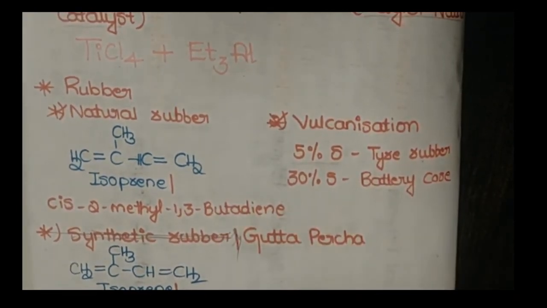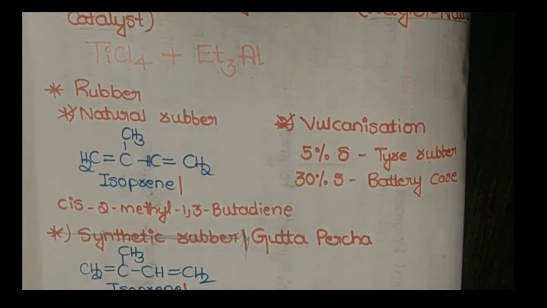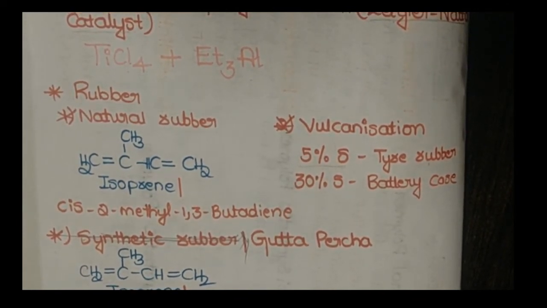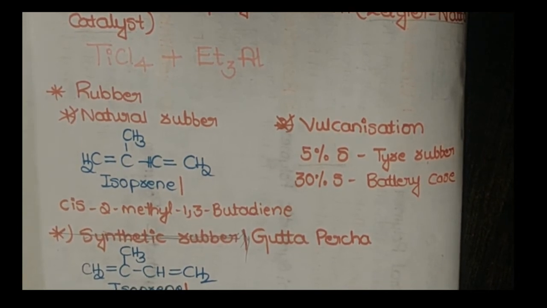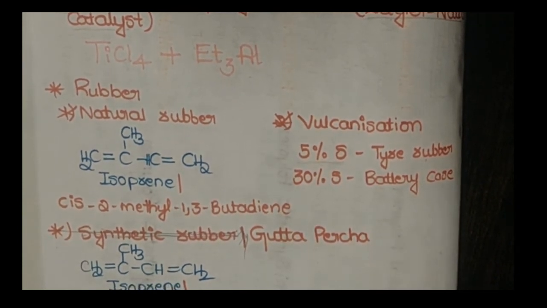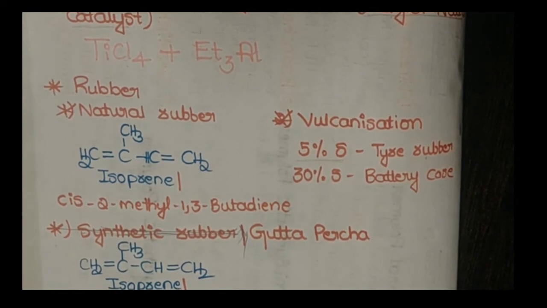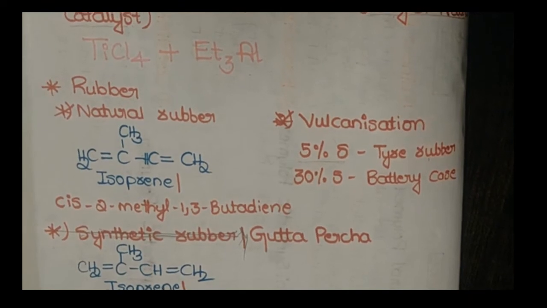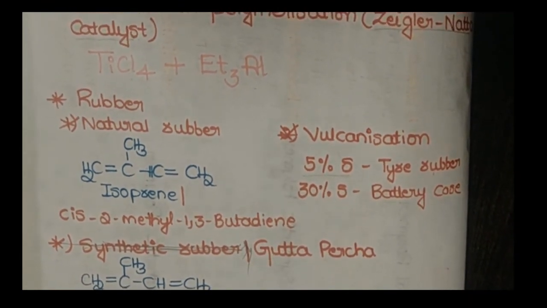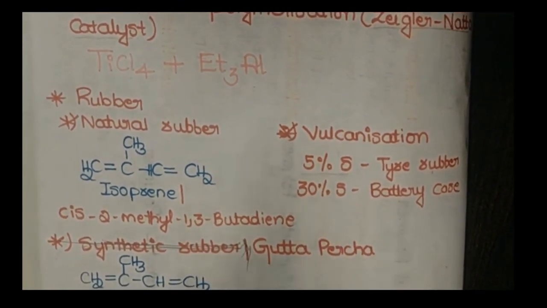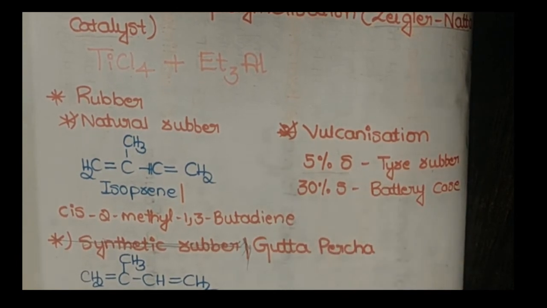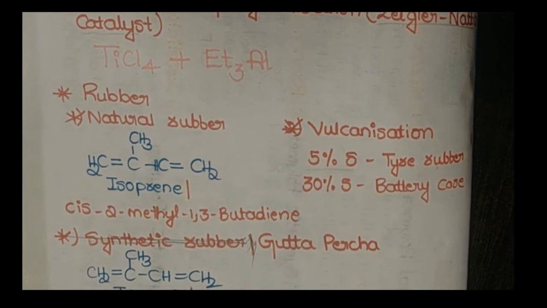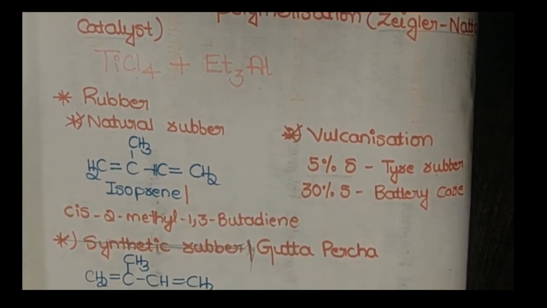And what will happen if I add sulfur? This sulfur will form cross-linking in the natural rubber, so that the resulting rubber is called vulcanized rubber, and that vulcanized rubber will be very hard in nature. Okay, so this is regarding natural rubber and how we are going to improve the properties of natural rubber to end up with a vulcanized rubber by a process called vulcanization.